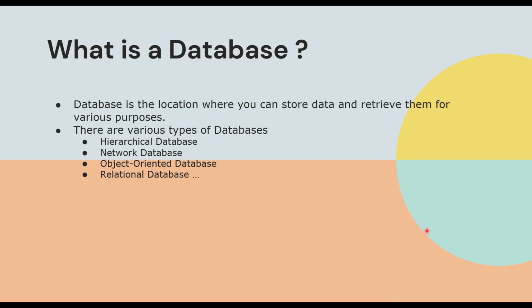So what is a database? A database is a location where you can store data and retrieve them for various purposes or applications or websites, whatever the use case it is. Based on the use case, what type of database to be used varies. For example, there are various types of databases like hierarchical database, network database, object oriented database, relational database, and so on. The most widely used database is a relational database. So we are going to see relational database in this video.